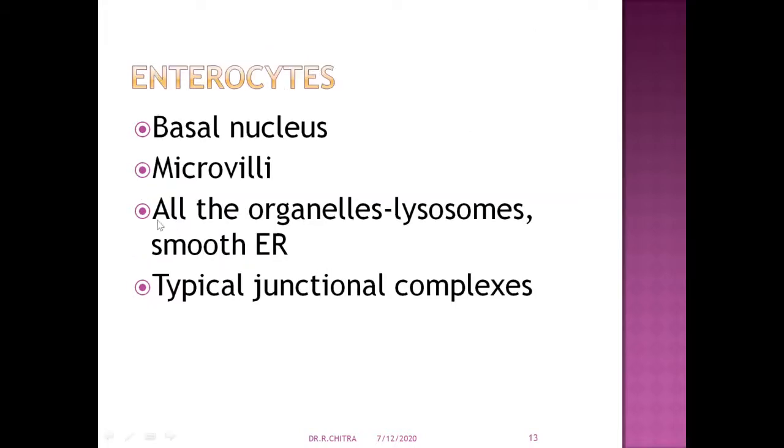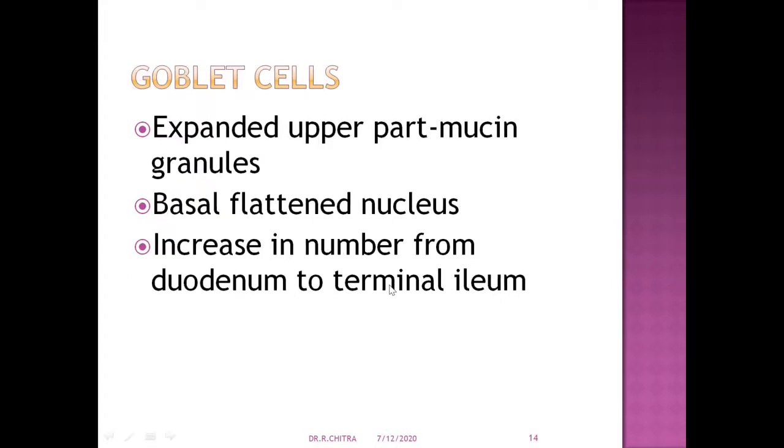So we will see even the microstructure of the enterocytes. These are the electron microscopic appearance of the epithelium. Basal nucleus, microvilli, it contains microvilli. So it contains all the organelles, and this cell junction is the typical junctional complexes.